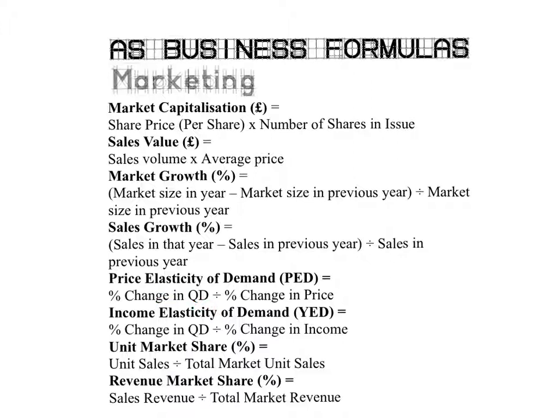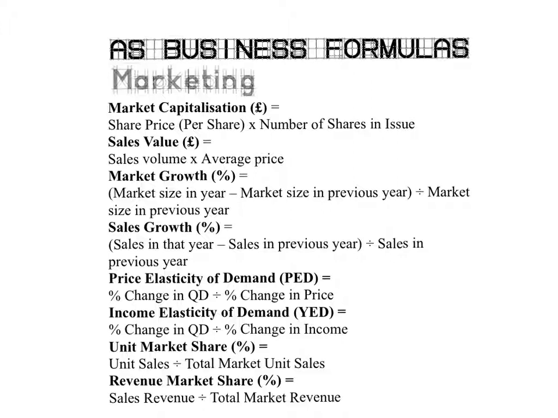So with an elastic good, it's better to reduce the price. Even if you reduce it slightly, there'd be a massive responsive change in quantity demanded, which would bring up the revenue. With income elasticity of demand, that's to do with the nature of the goods.